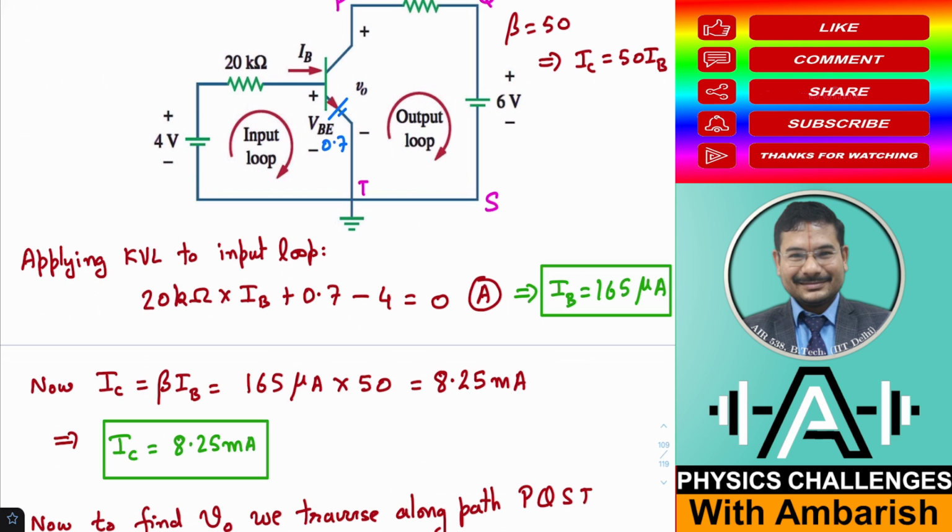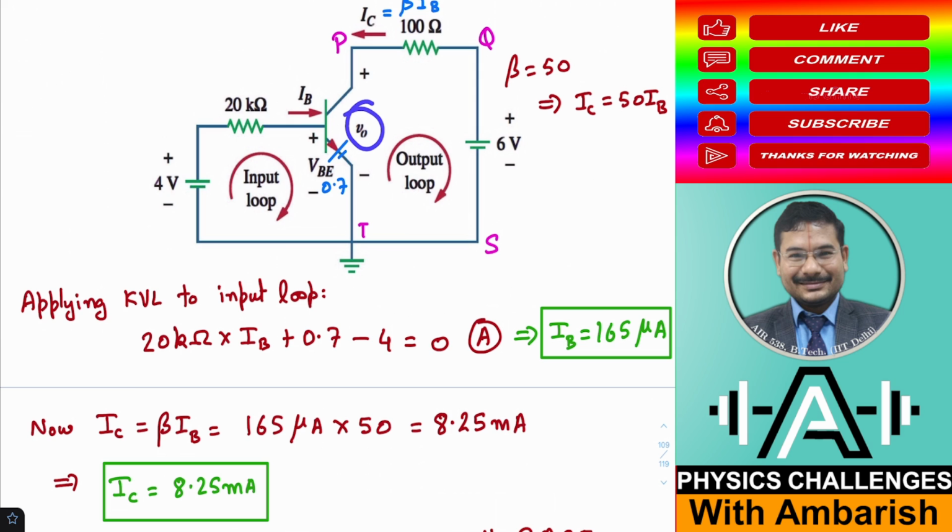Okay. So I have found base current, I have found the collector current, and now I also want to find out V0. So what I can do, I can travel from P to Q to S to T. So when I travel from P to T in this way, I keep on adding all the potential drop, and that gives me the total potential drop, which is V0. Okay. So let's do that.